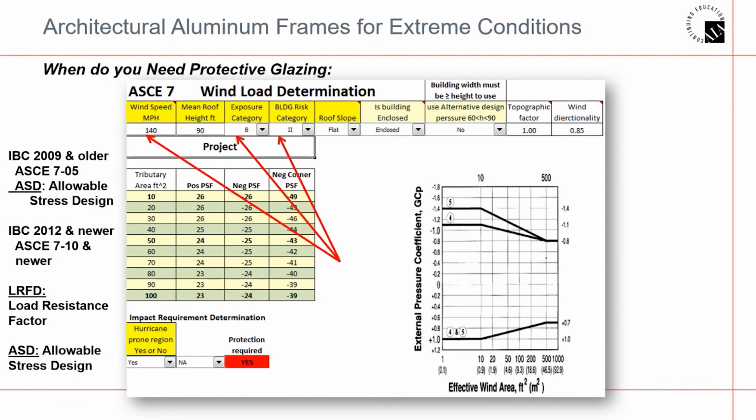ASCE 7 is used where IBC 2009 and older governs. It is important to remember that ASCE 7-10 and newer references LRFD, or load resistance factor design, to determine wind pressures, while the older version of ASCE 7 only had allowable stress design to determine wind load. So with ASCE 7-10 and newer, you have both the ultimate wind load and the allowable. So you need to make sure you're using the correct chart.